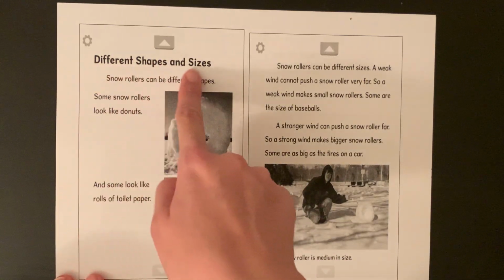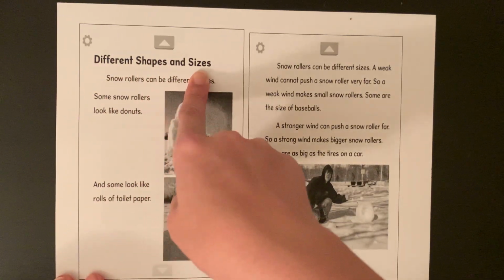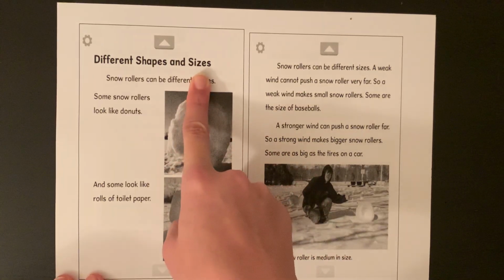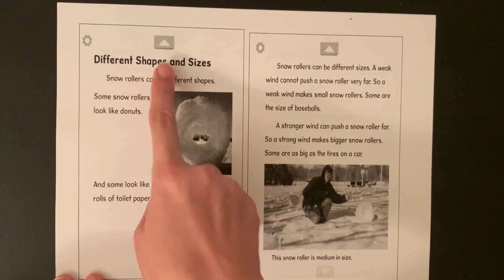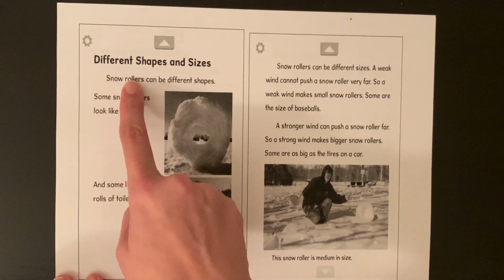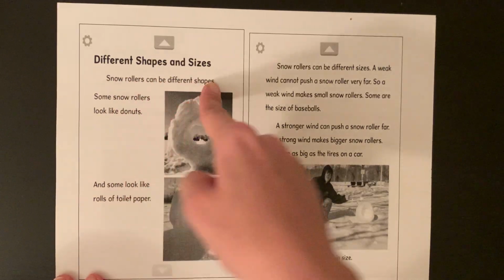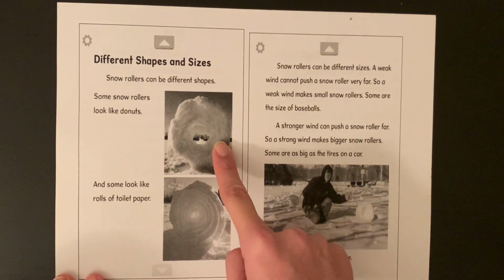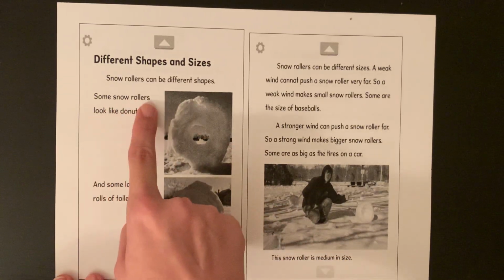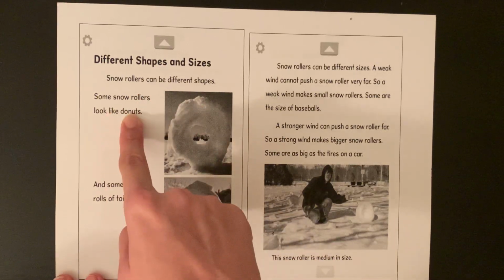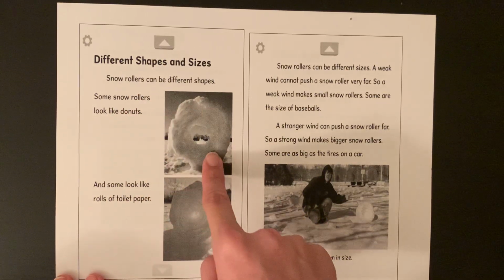We have a new heading up here. So we're no longer talking about how they're made by nature. Now it looks like we're talking about the different shapes and sizes of these snow rollers. So it tells us snow rollers can be different shapes. And we have a picture of one showing a shape. Some snow rollers look like donuts. So the caption for this one is telling us it's donut shaped.